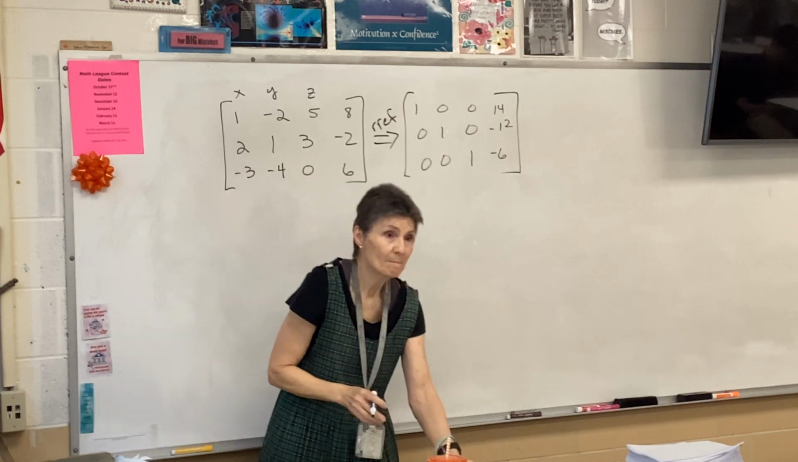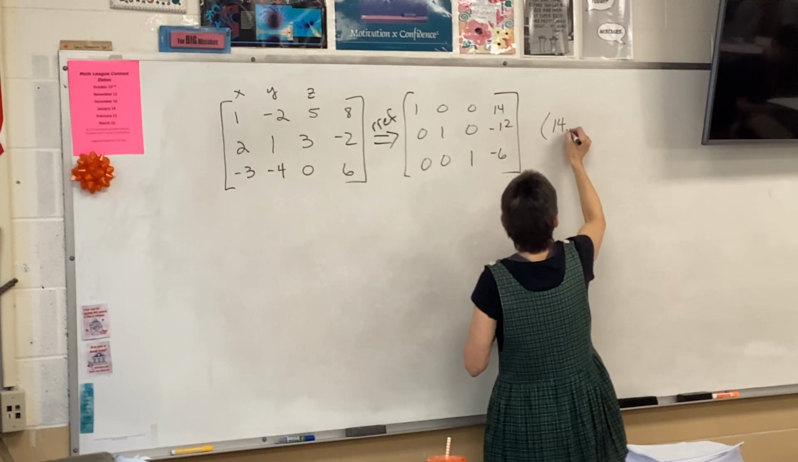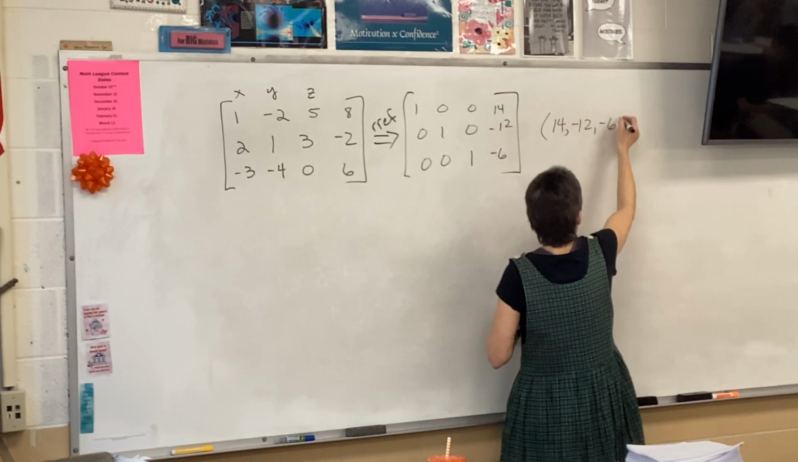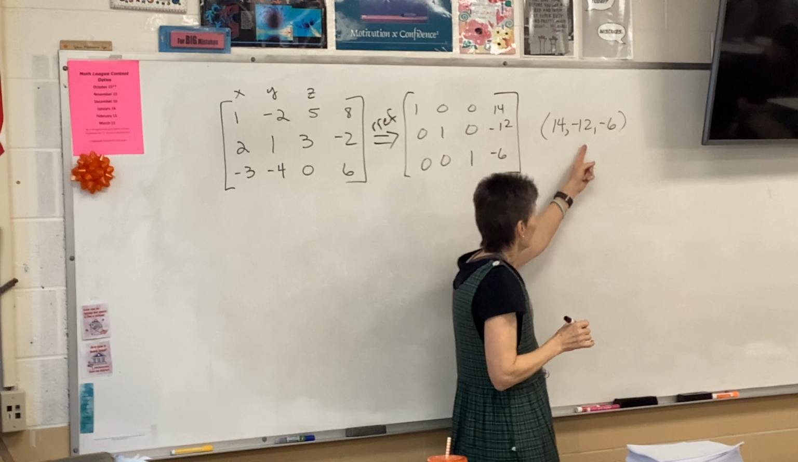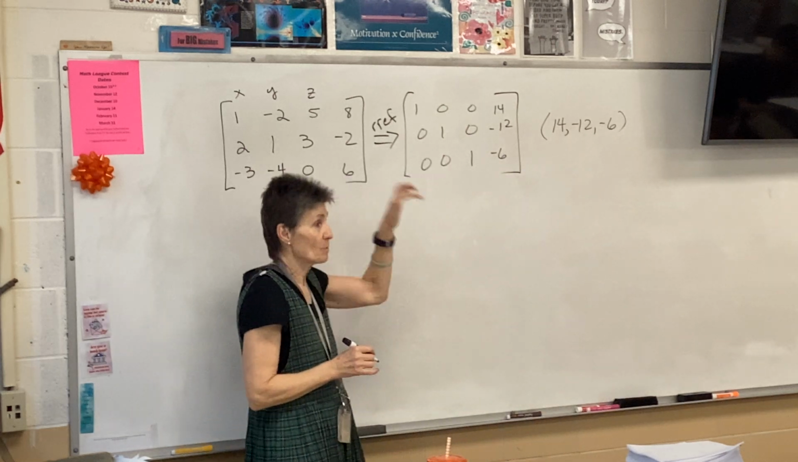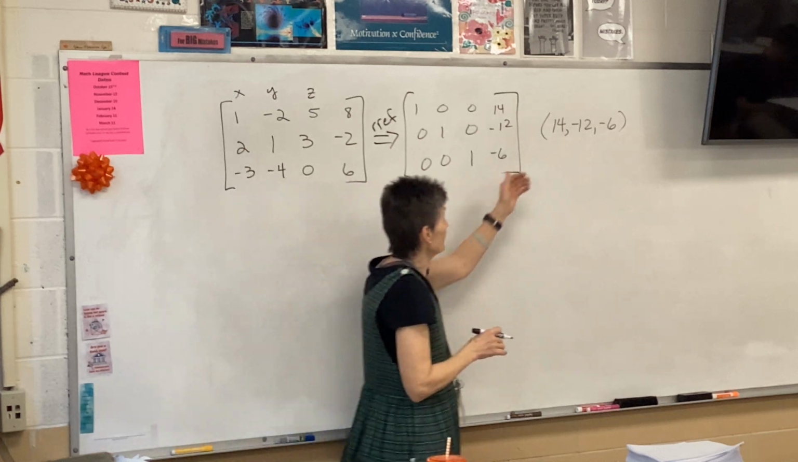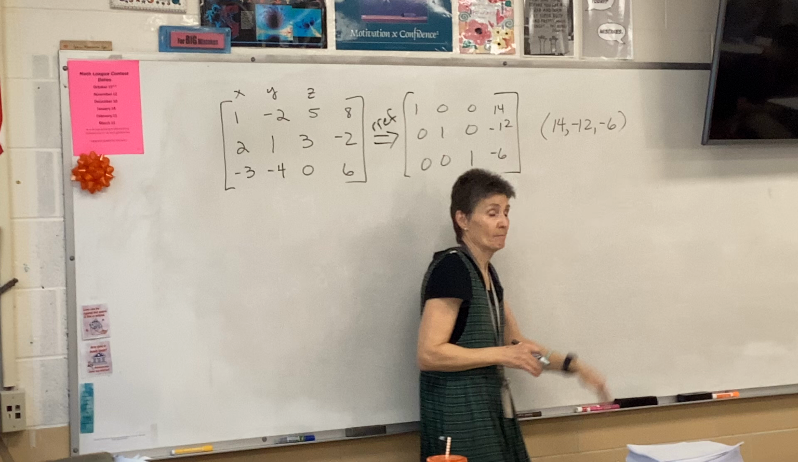So what does that mean? That means my answer is 14, negative 12, negative 6. That's X, Y, Z. So in the problems we did with Cramer's rule, we got X comma Y. Now our calculator is getting X, Y, Z.